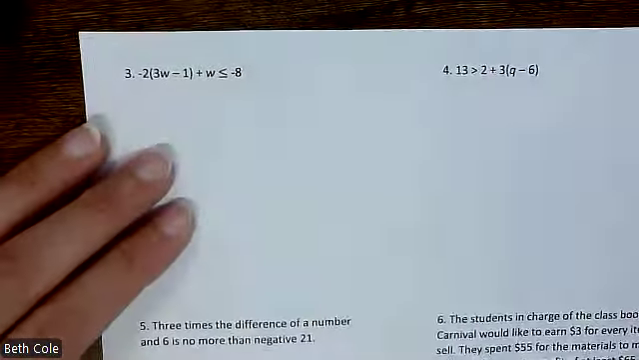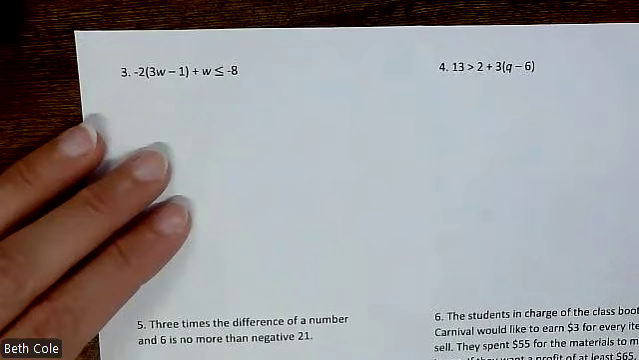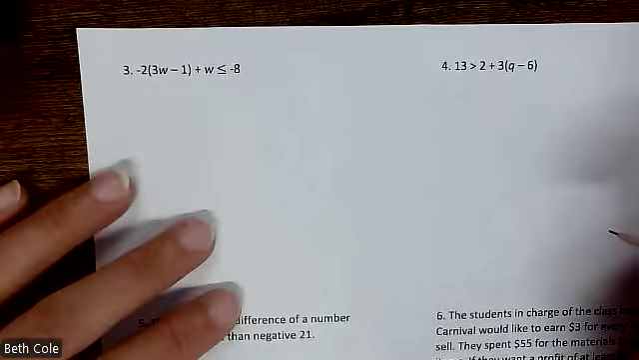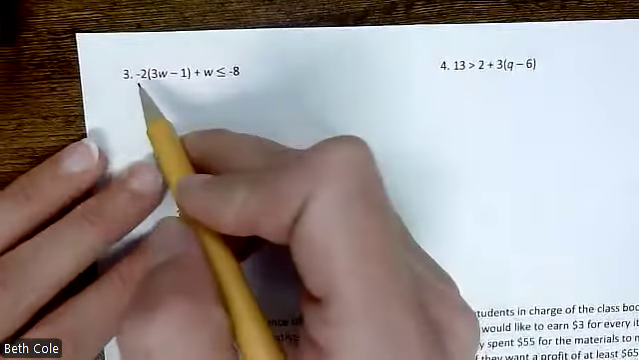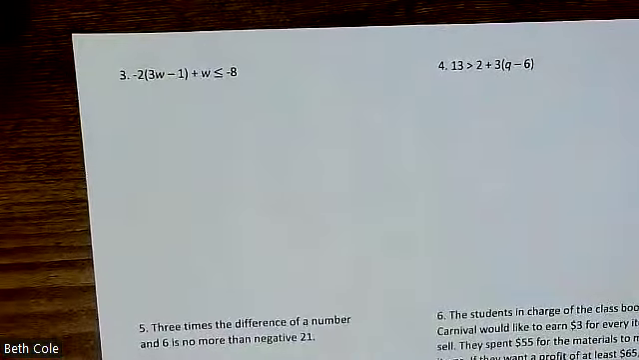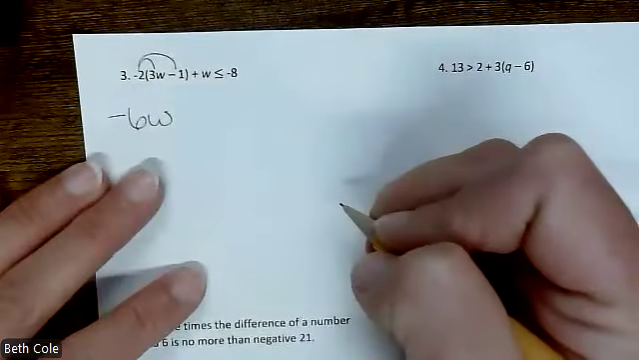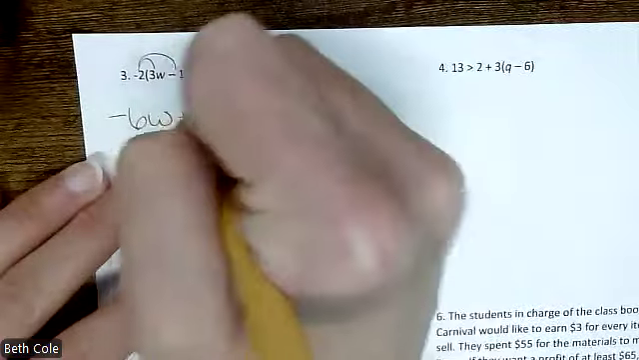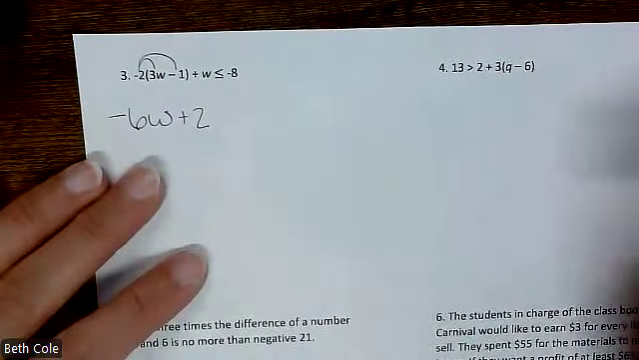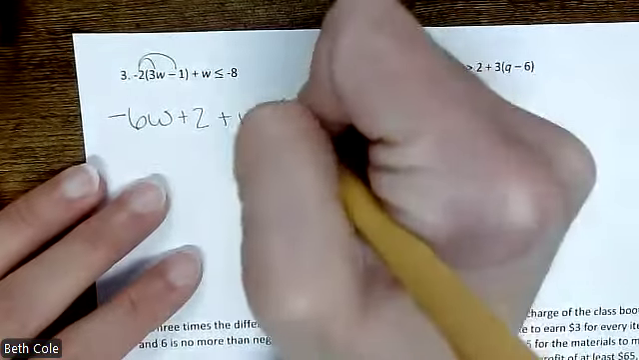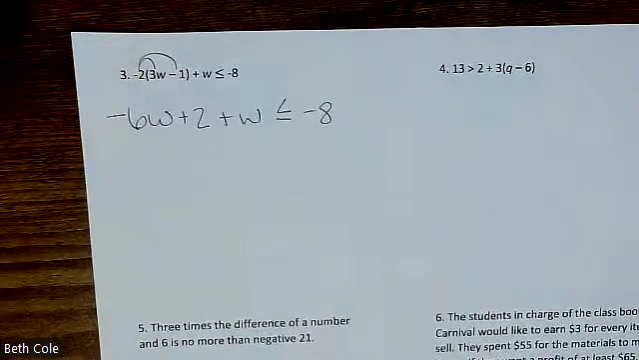We'll do a couple more because it sounds like you guys have got it. I don't need to torture you. I just need you to do enough so that you understand what's going on. Okay. Looking at this one, I see parentheses. So what are we going to need to do? Distribute. Good job. So that will be negative 6W plus 2. Why is it plus? Because negatives cancel. Plus another W less than or equal to negative 8.